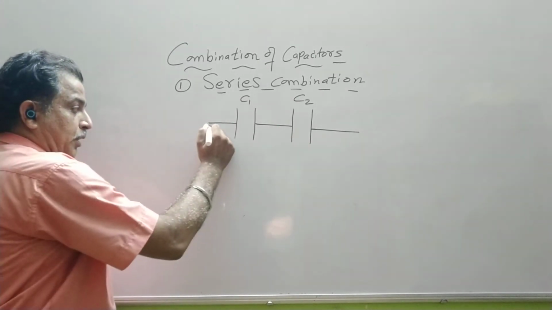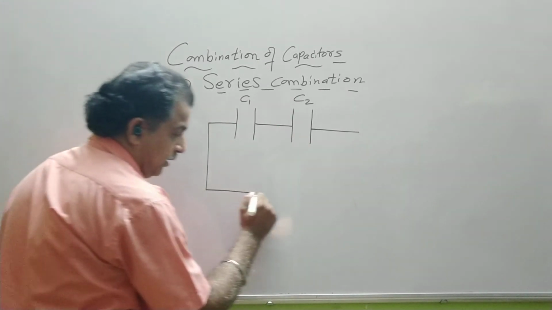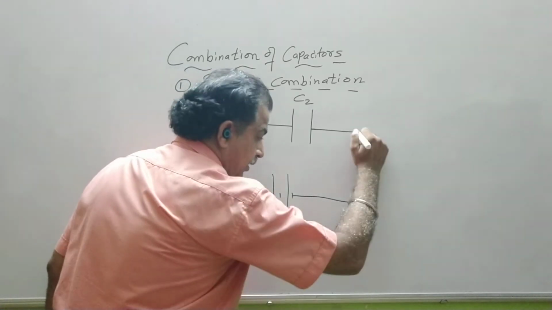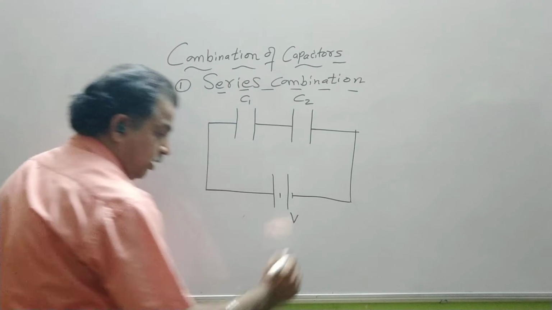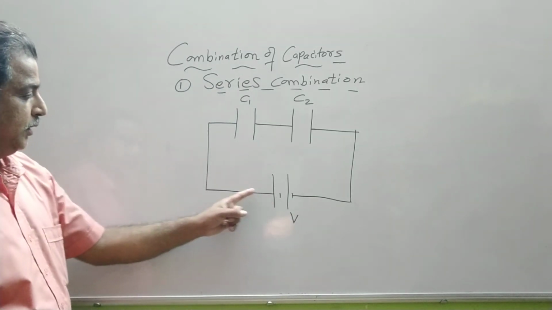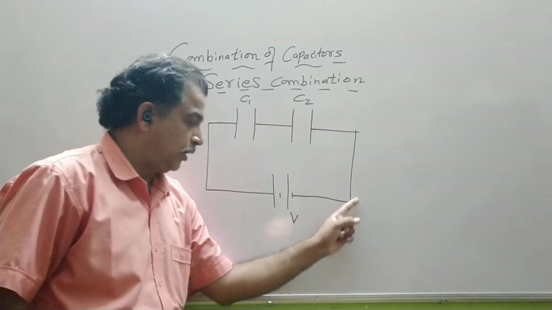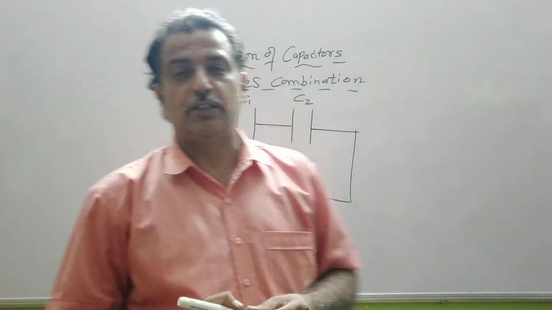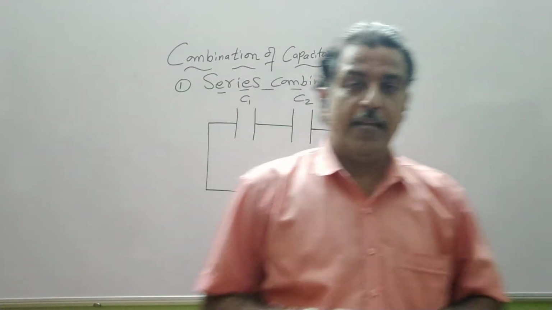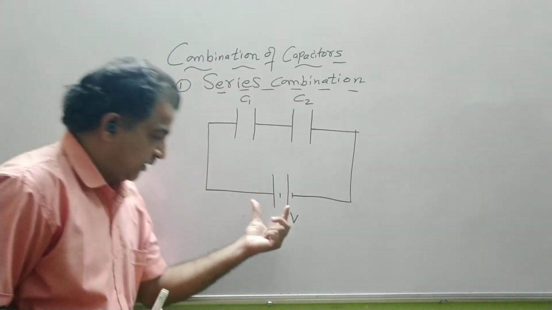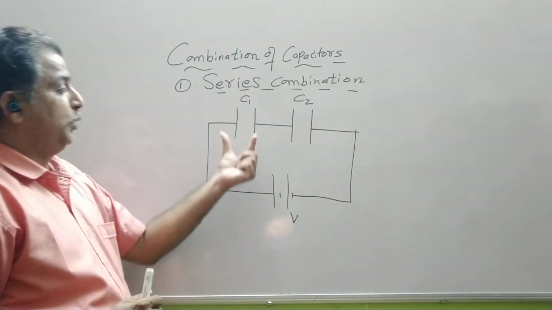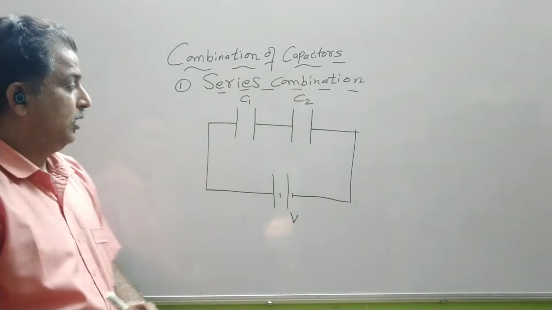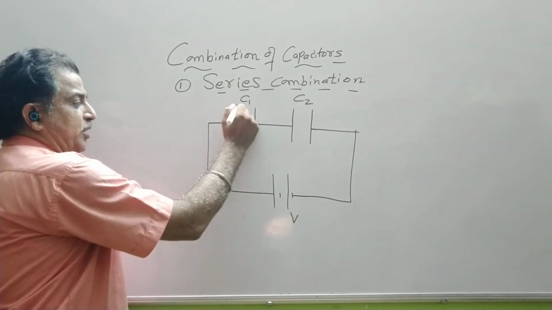Now, these two capacitors are connected with the battery of V volt. We assume this wire does not have any resistance. If we have a resistance, there is a loss of energy. Now, as soon as this cell or battery is connected with the two capacitors having capacitance C1 and C2, this plate becomes positively charged.